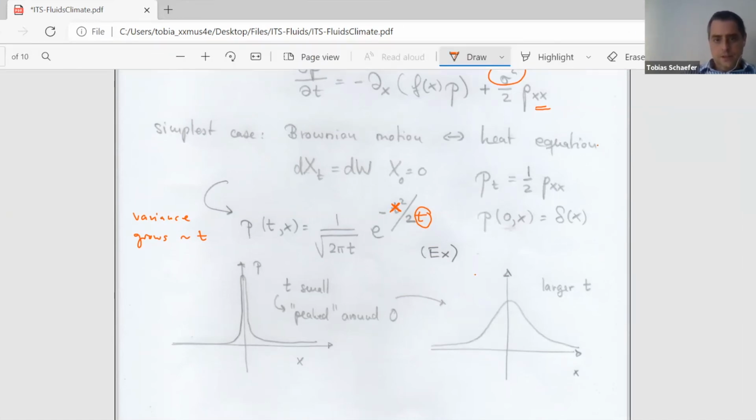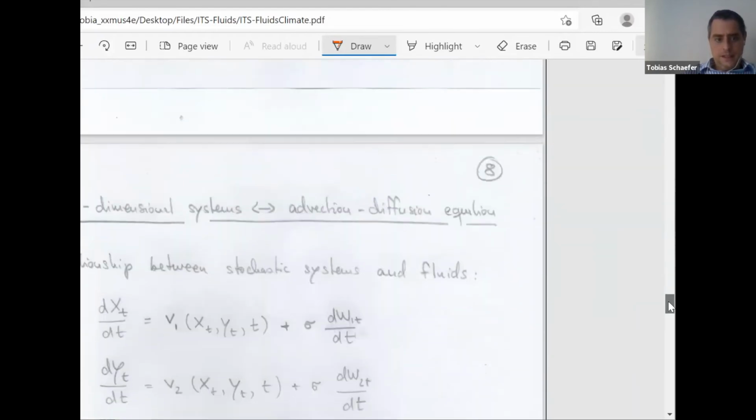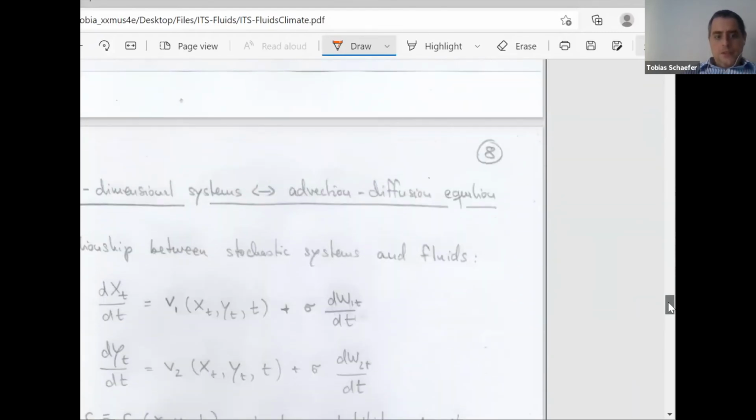One second, I just need to organize my. All right.